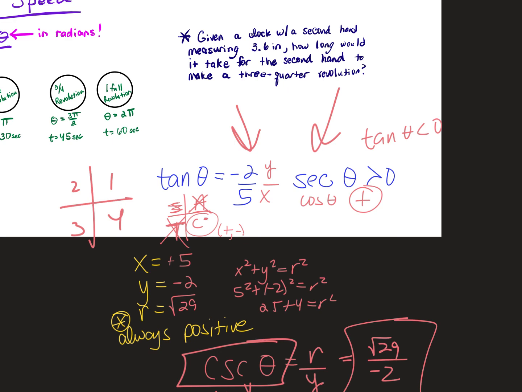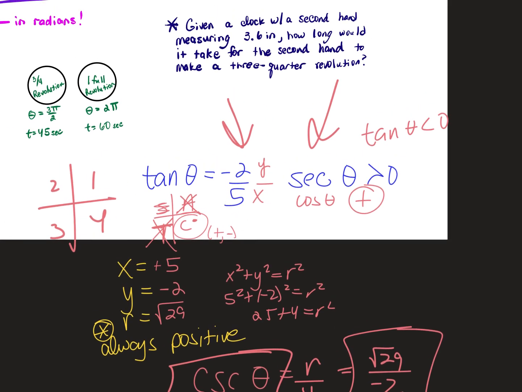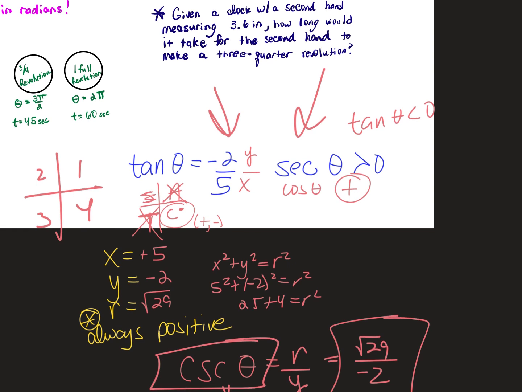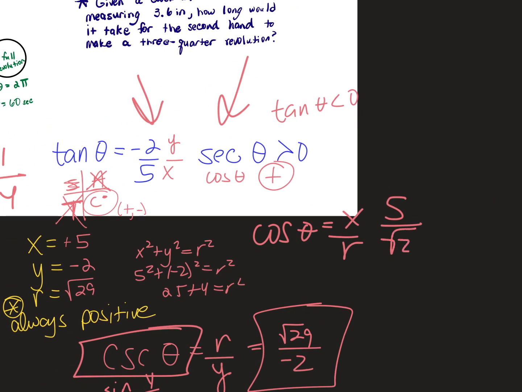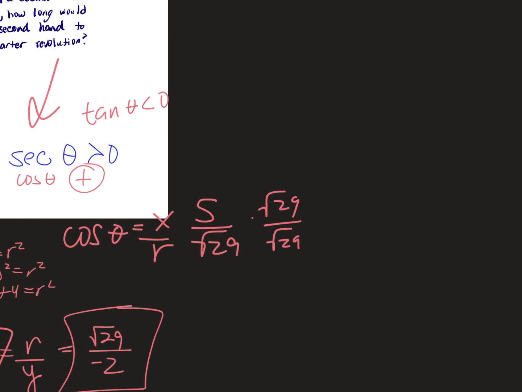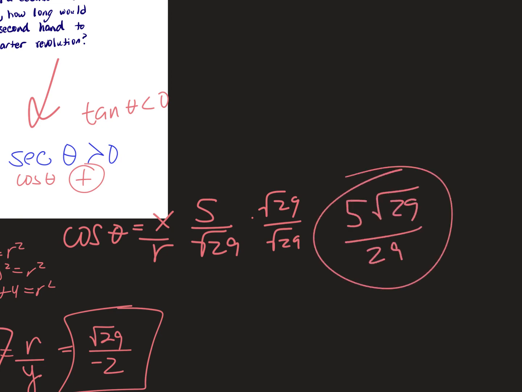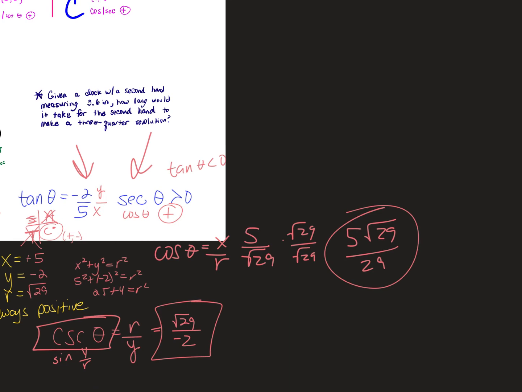If I asked you what the cosine was, what's cosine? X over r. So your cosine of theta would be x over r. So you would take the x value, which is 5, over the r value, which is the square root of 29. Can I leave it like that? No, I do it another way, so I think that's why I'm getting confused. If you do it the other way and it works out for you, that's fine. If you draw it, that's fine.